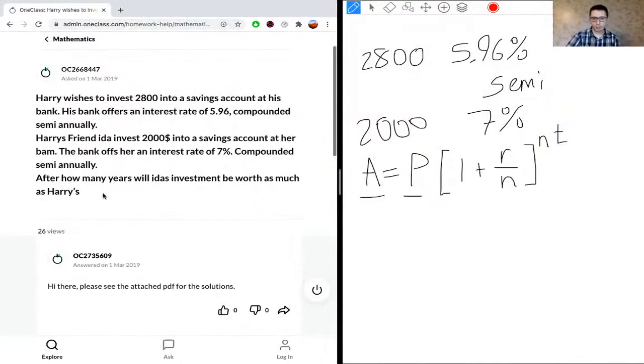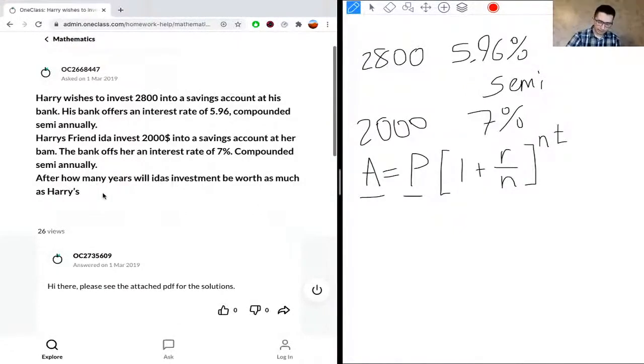P is the principal amount. P is what you've initially invested. So in this case, it's $2,800 for Harry and $2,000 for Ida. And then R is the interest rate, so whatever the interest rate given here. So it's 5.96% for Harry, 7% for Ida.